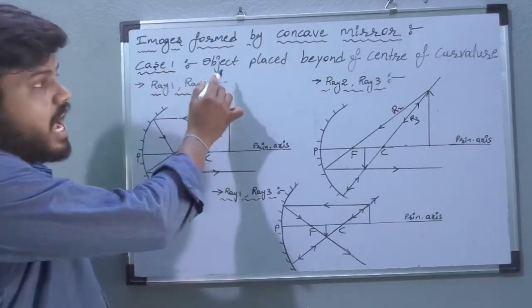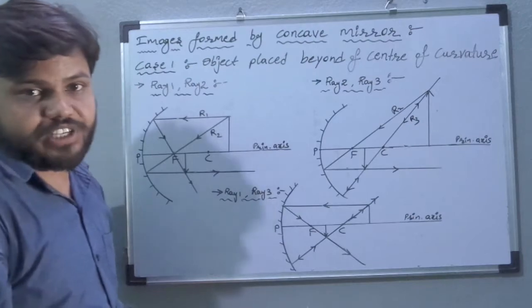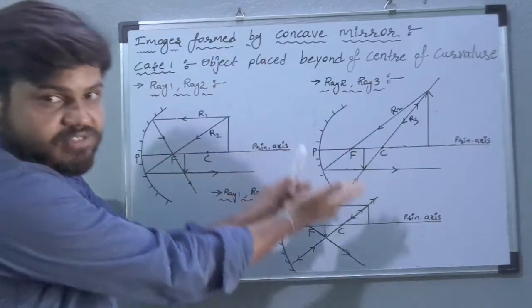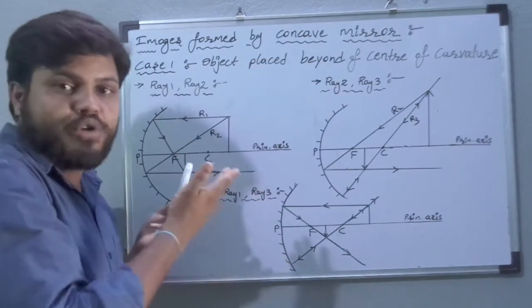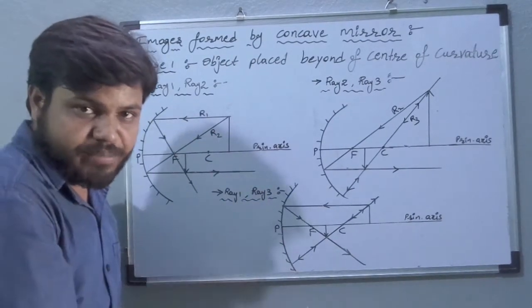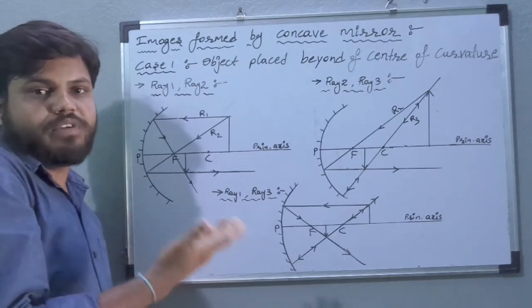Case 1. Object placed behind the center of curvature. If we place the object behind the center of curvature, where do we get the image, and what is the nature of the image? Will it be an enlarged image or a diminished image?